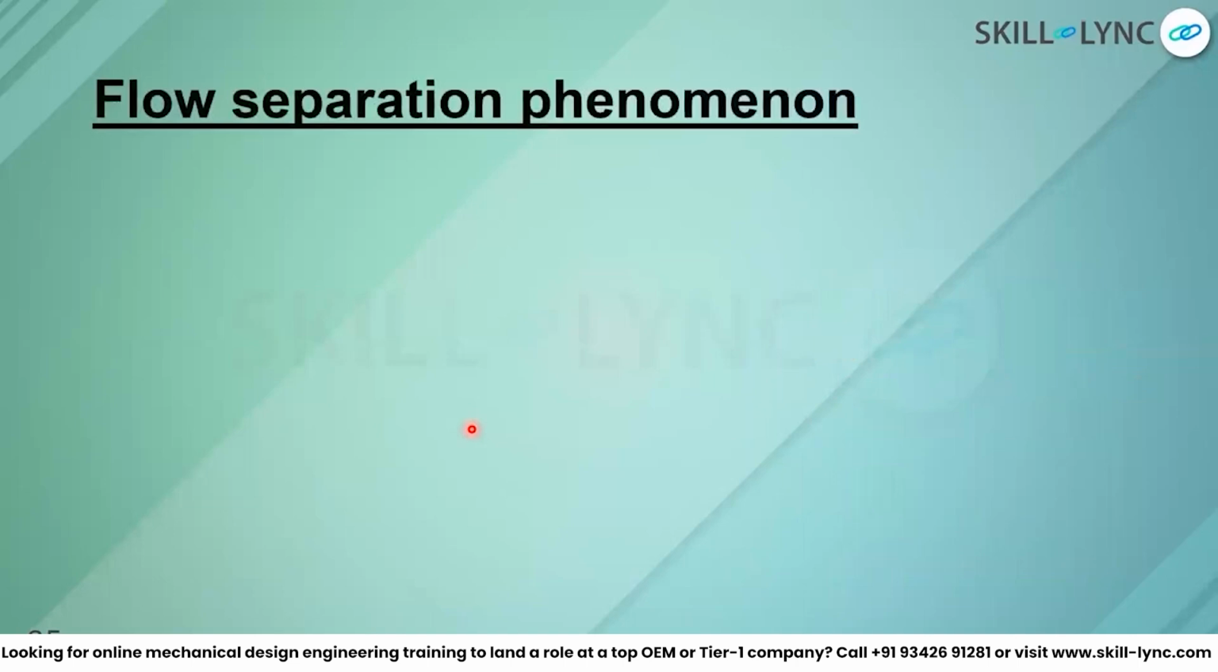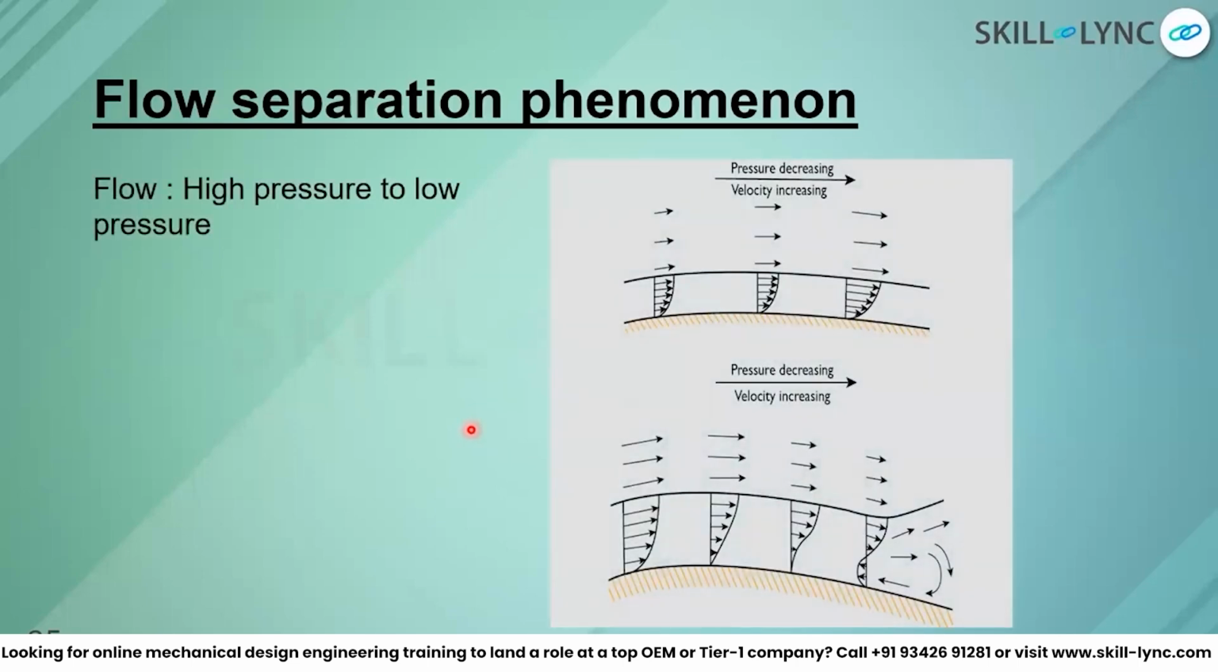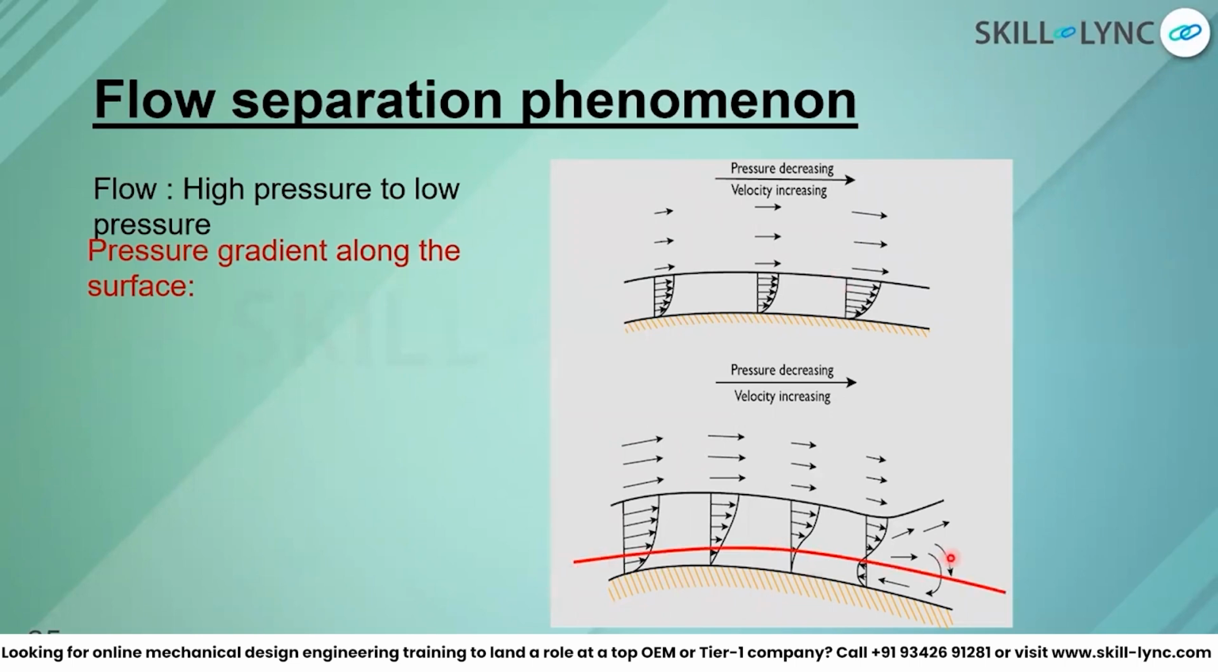Now the flow separation phenomena, which I'm not explaining in detail, but I'll try to collaborate everything at the end. Let me explain something very basic. When you have a curvature, if the flow is going from left to right, initially the pressure will decrease and the velocity will increase from left to right. Now, in this case, the flow is attached.